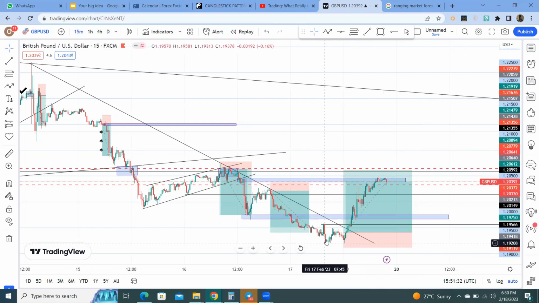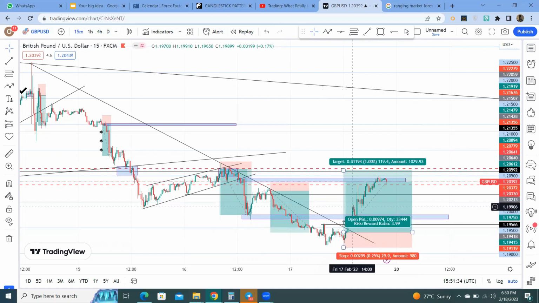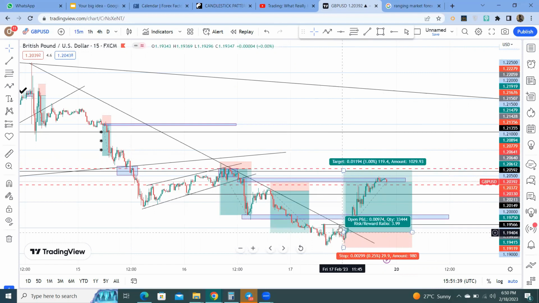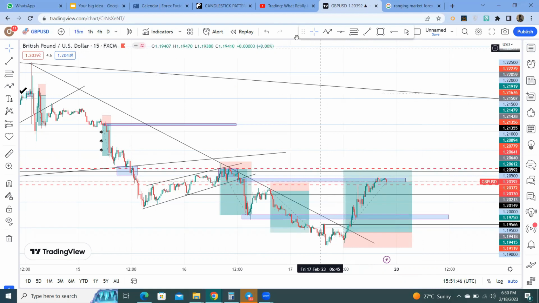What were the three confluences? W pattern. There's an order block down here. The psychological level was closed, this one. Then we had a break of this trend line. Now let me tell you.